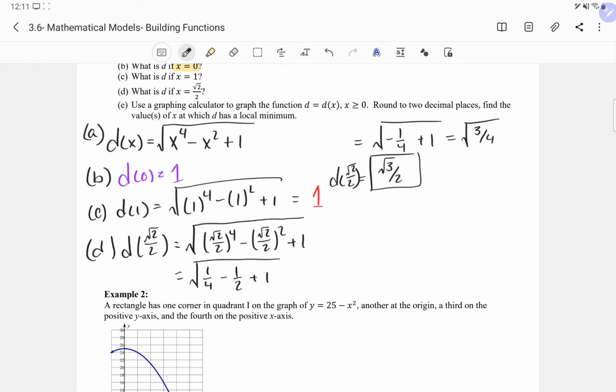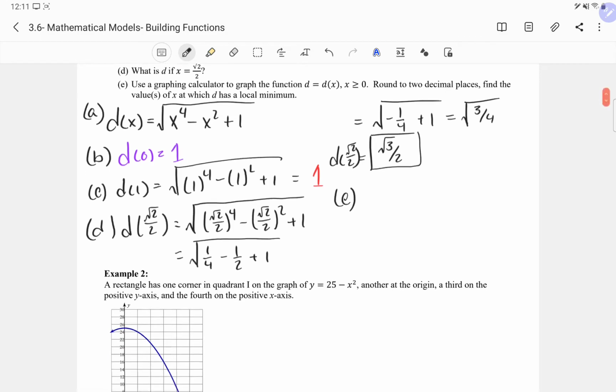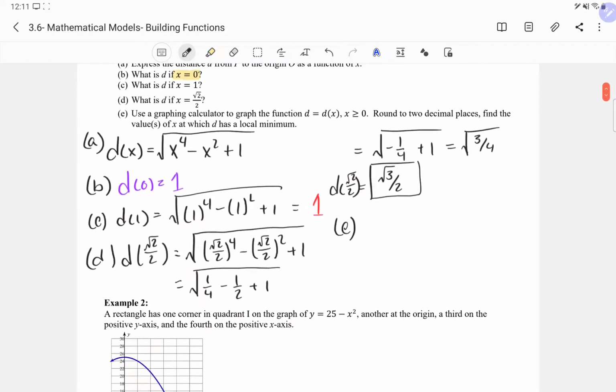Part E we will actually do in a separate video where we're calculating using the calculator. I'll post that as a separate video.